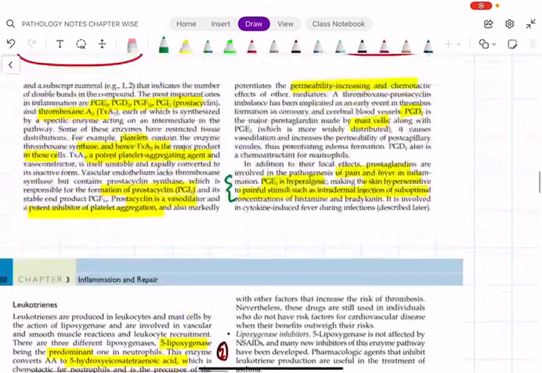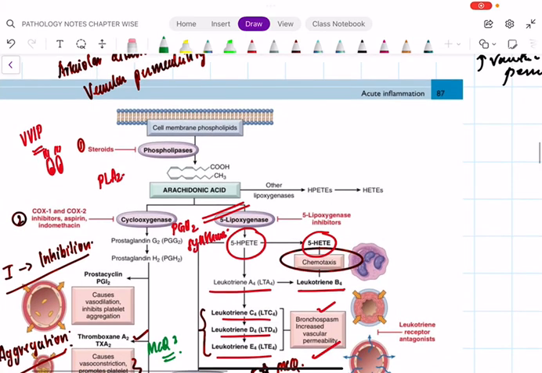Why should we know about this pathway? Suppose we go back to the picture. I am using steroids. Steroids will inhibit phospholipase, so arachidonic acid won't be produced, so the rest of the molecules won't be produced in inflammation. So can I administer steroids? Yes, good. If I use COX-1, COX-2 inhibitors like aspirin and indomethacin, you will learn in pharmacology.